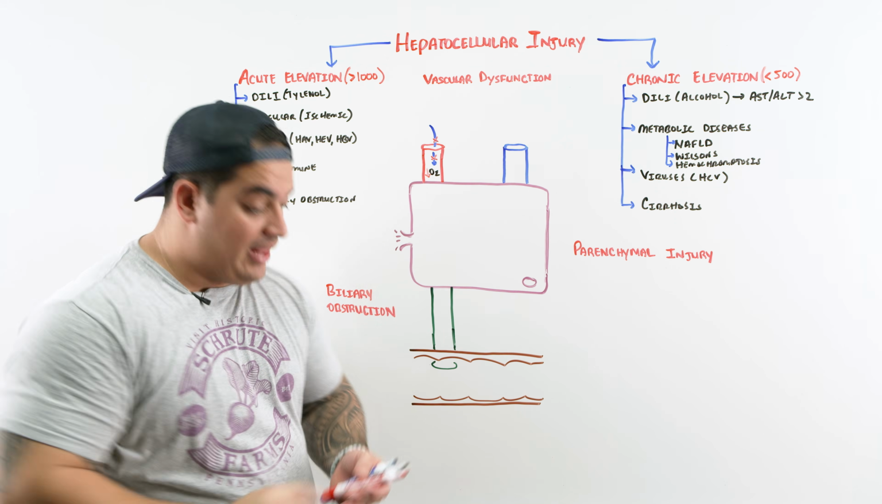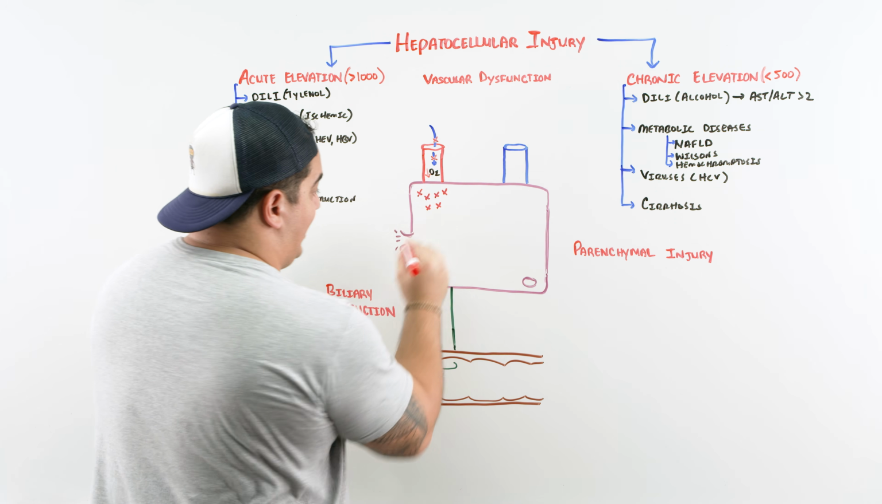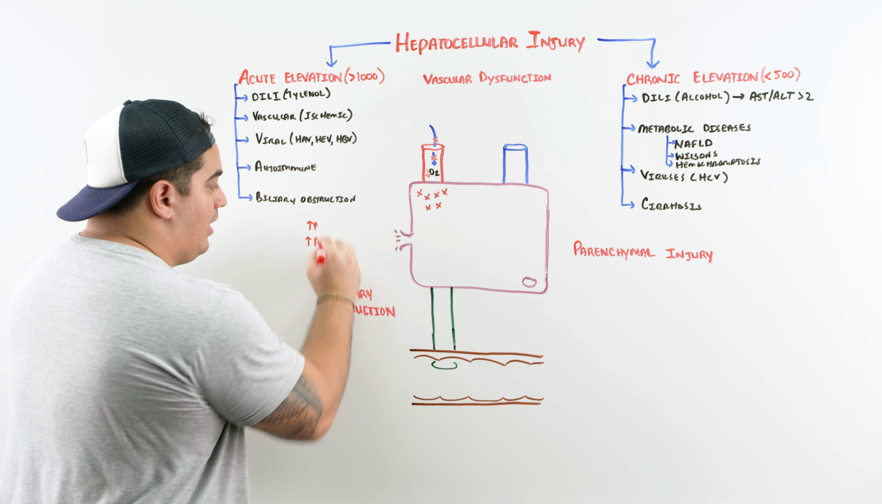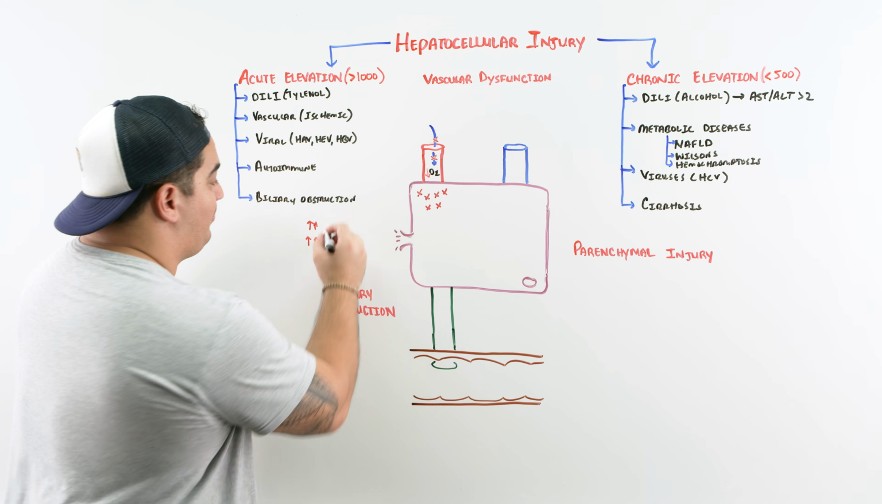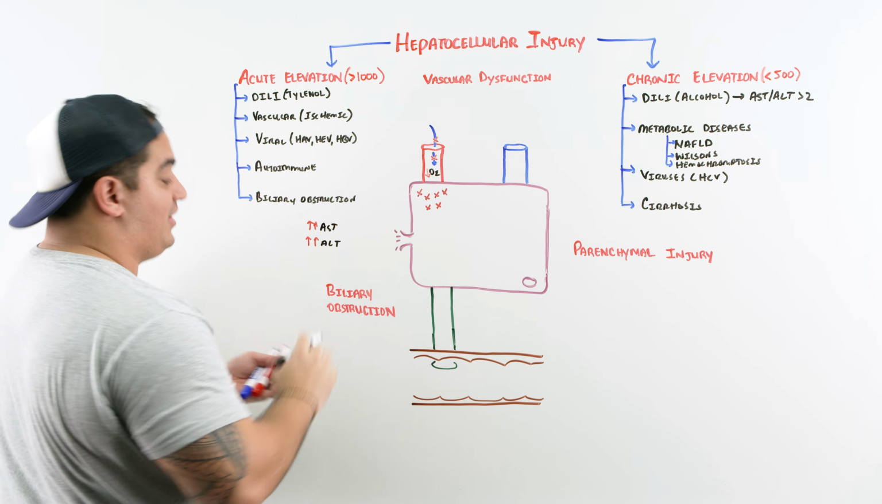That would be a problem. And then as a result, these cells will start becoming injured. As they get injured, they'll pump out what? Increasing amounts of AST and ALT. In this particular situation, we already kind of talked a little bit about this. This is a vascular cause.